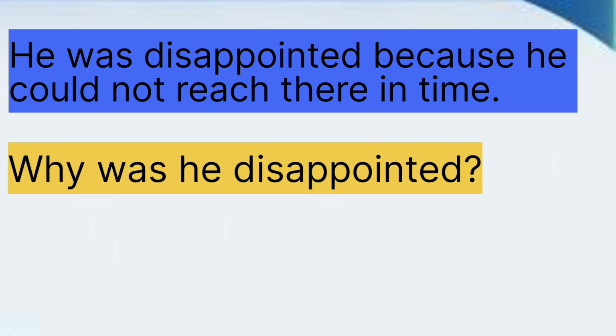Next example. He was disappointed because he could not reach there in time. The underlined part is because he could not reach there in time. The underlined part is all about reason. So, why is an appropriate WH word to frame WH questions? Answer is, why was he disappointed? The structure we have followed is WH word plus auxiliary verb plus subject plus main verb.